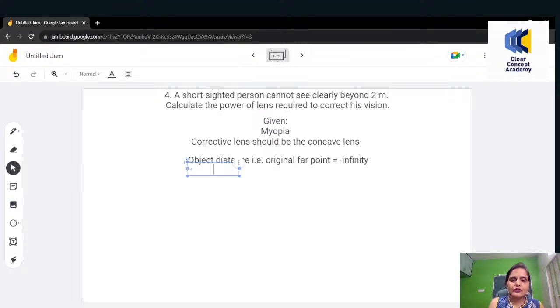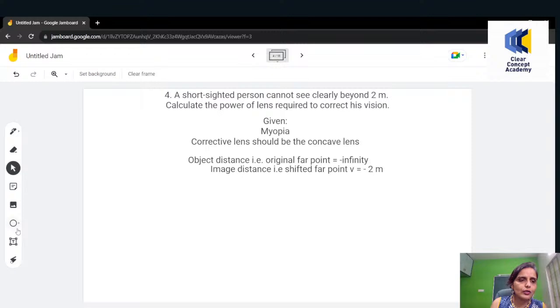And the image distance is nothing but the shifted far point, which we denote by v, is equal to minus 2 meter. Since they have given us the distance in SI unit, we are going to continue with SI unit. Now they have asked you to find the power of the lens. To find the power of the lens, you should recall the formula, which is P is equal to 1 upon f. So that means we have to find the focal length.